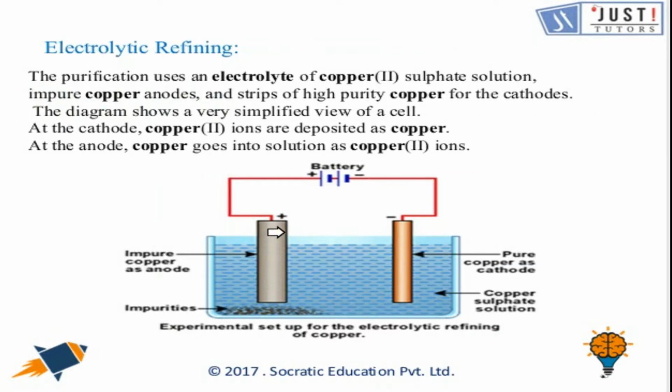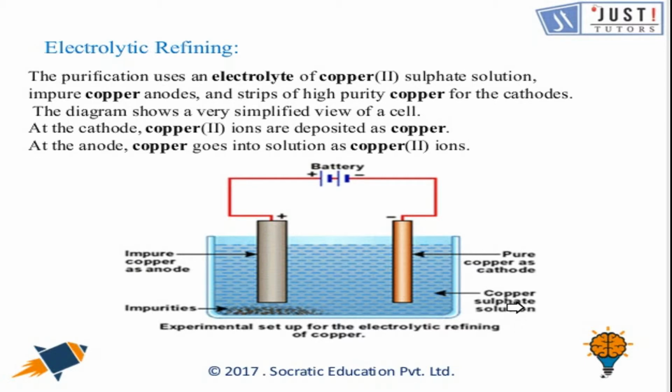Here we have a simple diagram of how we do electrolytic refining, and we have the example of copper. The impure copper is made the anode, as you can see. Pure copper is deposited at the cathode, and the metal solution we have is copper sulfate solution.